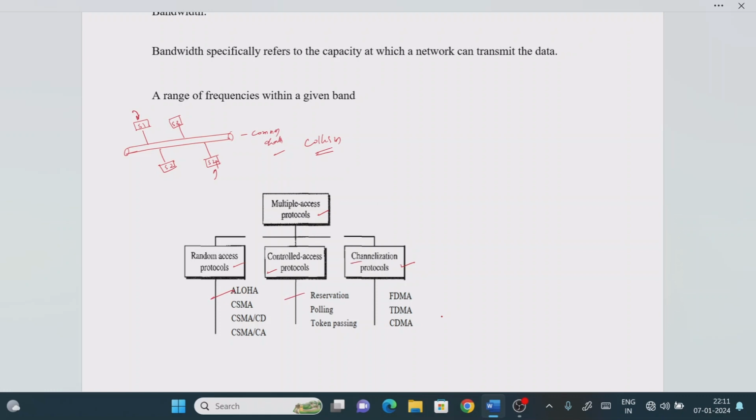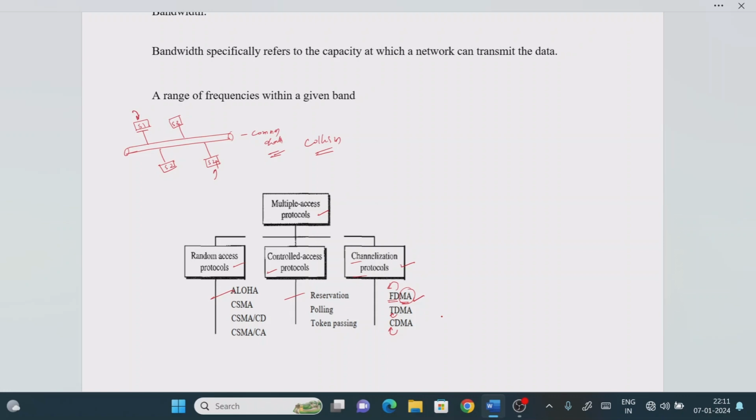Now the final one is the channelization protocol. To avoid the collision we are going to implement three methods. One is called frequency division multiple access. Multiple access means when multiple people are accessing the common channel. What is the meaning of frequency division? Division with respect to the frequency. Here division with respect to the time. And here division with respect to the codes, right?